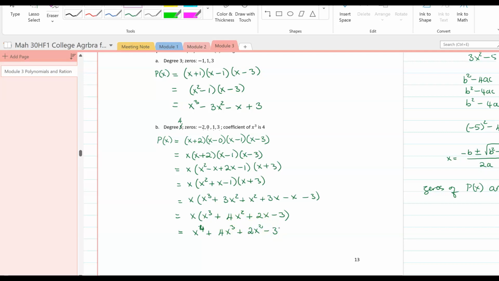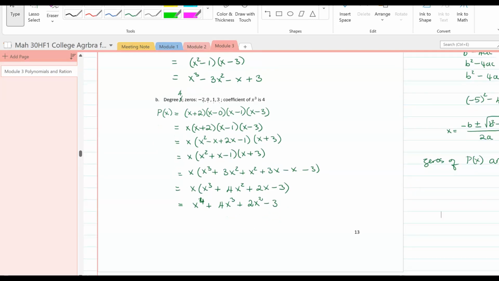Okay, so here it satisfies the condition already before we do anything. We want the coefficient of x to the third to be 4. So if I change this and say I want the coefficient of x to the third to be 2, then I multiply the whole entire factor by a half. Then I will get 1/2 x to the fourth plus 2x to the third plus x squared minus 3 over 2. So then I will satisfy the condition of the coefficient of x to the third equal to 2.